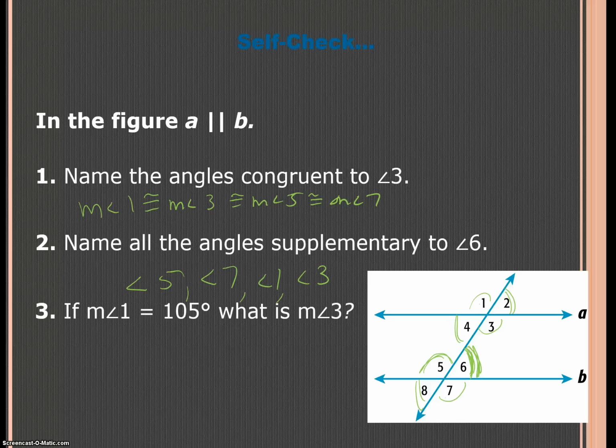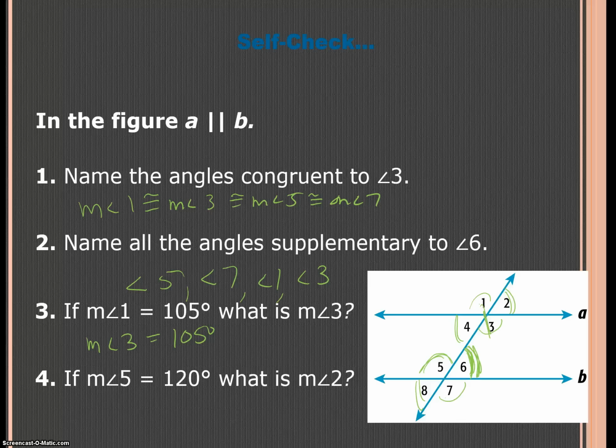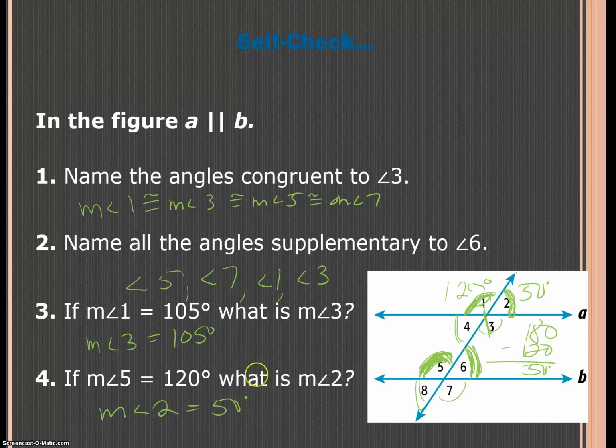If angle 1 is 105, what would 3 be? Well, since they're vertical, the measure of angle 3 would also be 105 degrees. If it said that the measure of angle 5 is, now this is obviously redundant, because if 1 was 105, then 5 would be 105. But if it gave you a different number, like if 5 was 120, what would 2 be? Notice that they're on the opposite side, so 1 would be 120. That means you'd have to take 180, subtract 120, to get 60 degrees. The measure of angle 2 would be 60 degrees.